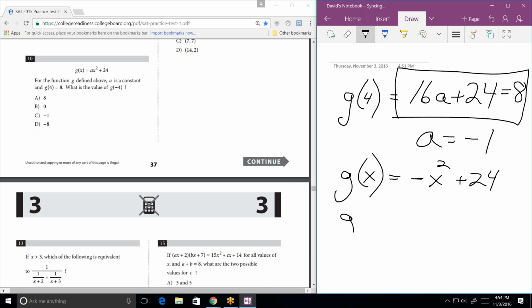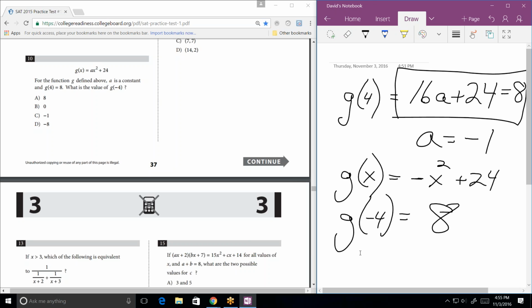And now g of minus 4, you can solve for it. What is it? Okay. 16 squared minus 16 plus 24. Doesn't g of negative 4 equal 8 too? Yes. In other words, this is a minus 16 plus 24. 8 is the answer.